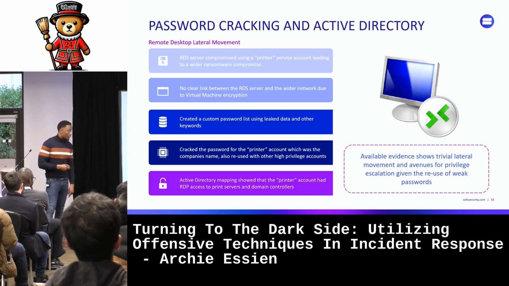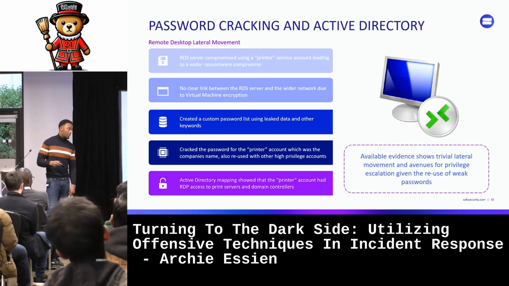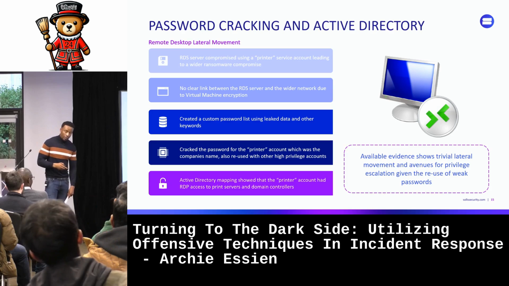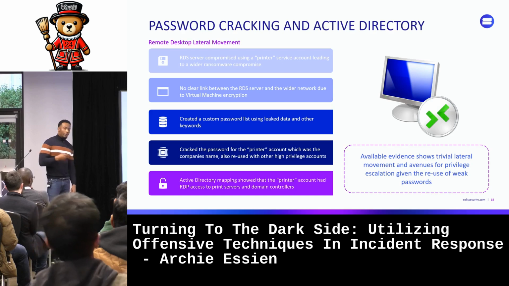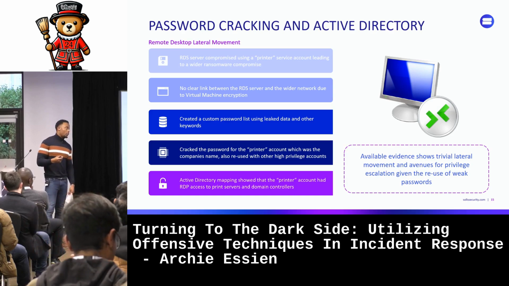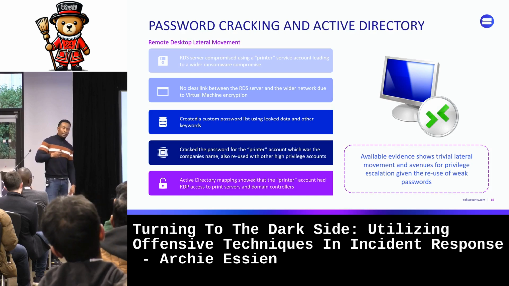The AD mapping showed that the printer account had RDP access, and from there we were able to see that the threat actor could easily map out the network and gain access to the domain controller from the printer server that had been exposed to the internet. So again, in this instance, there was minimal data logging, and from there we had to make use of offensive techniques to make sense of how the threat actor could have got access into those further devices within the account.